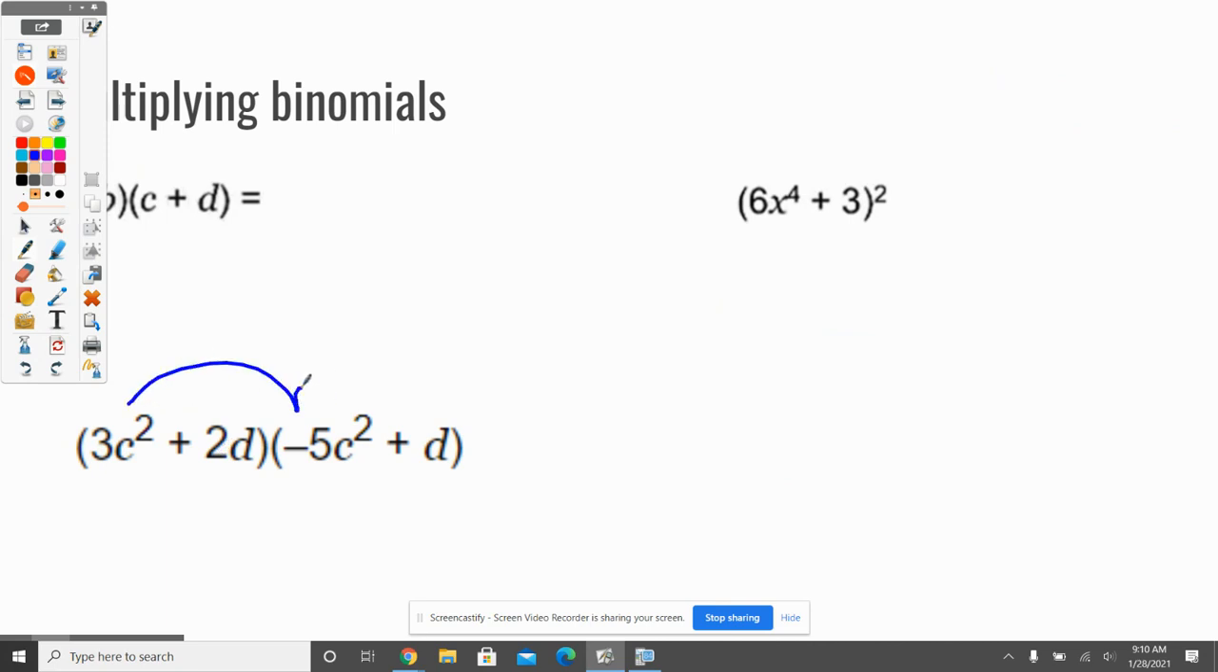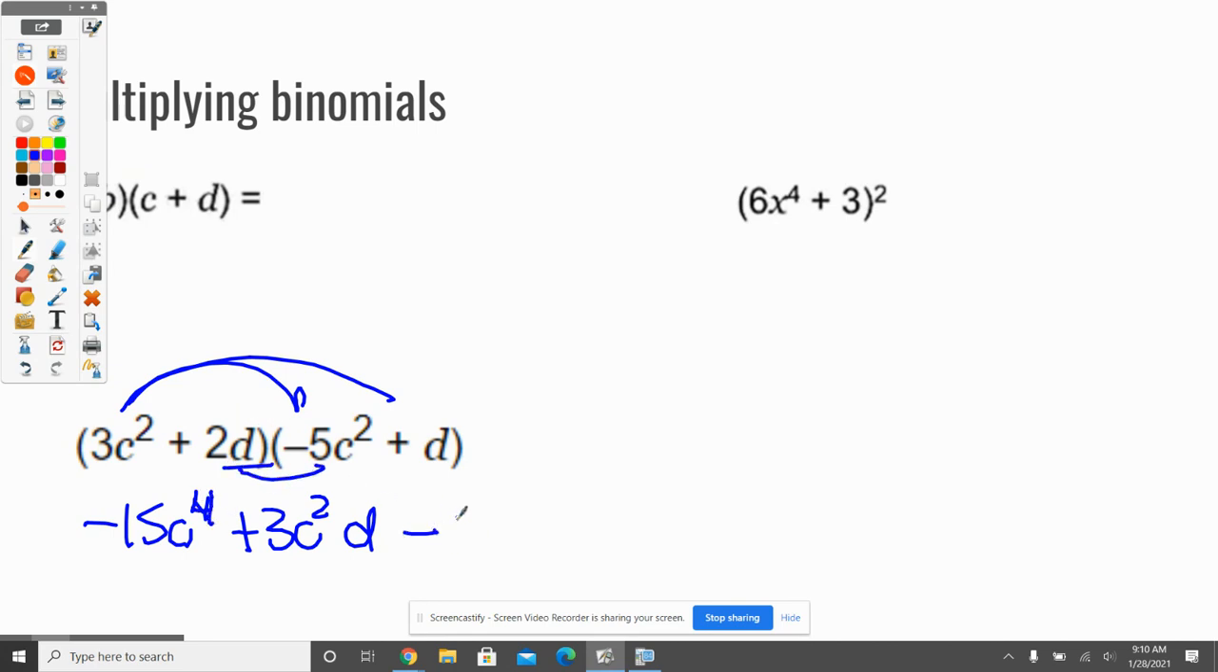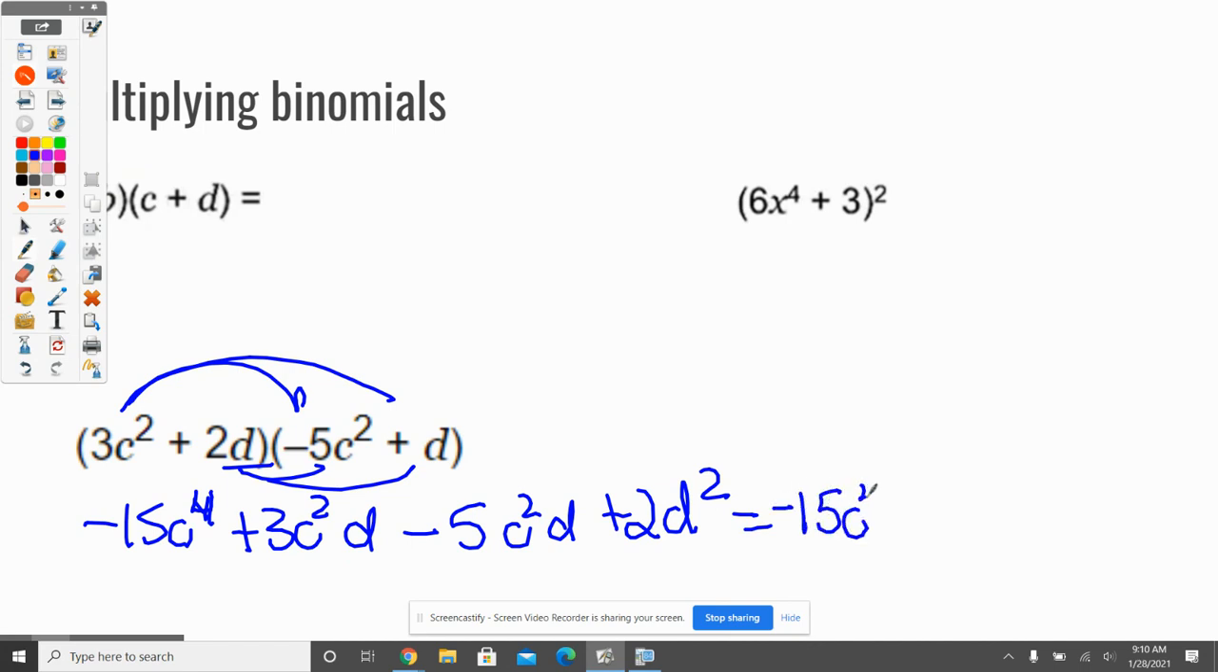And this one here, double distribute: negative 15c to the 4th. Let's put the c's first just because of ABC order. Plus 3c squared d, that's a 4, I'm sorry. Next guy, minus 5c squared d plus 2d squared. There are like terms here in the middle. Negative 15c to the 4th minus 2c squared d plus 2d squared.